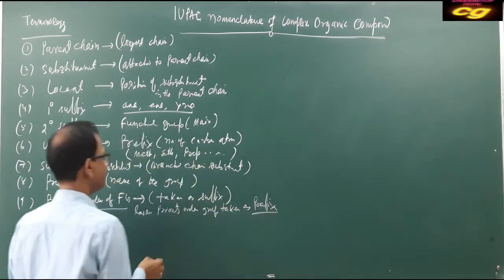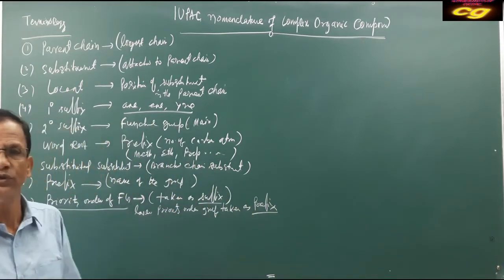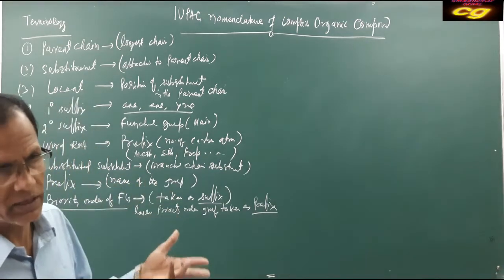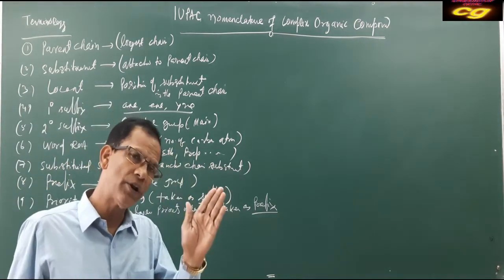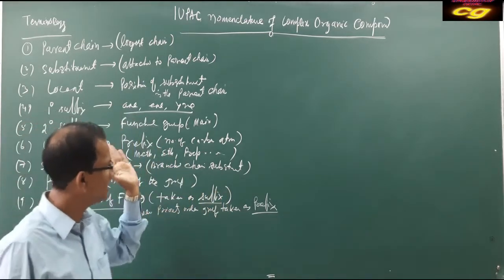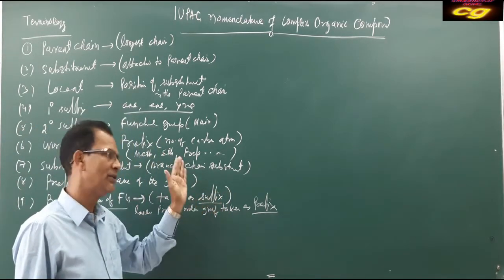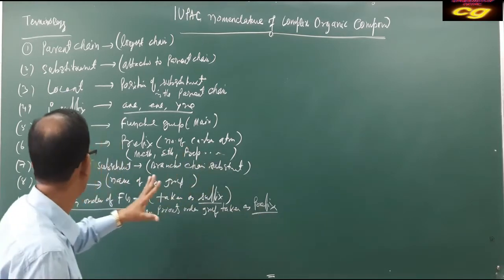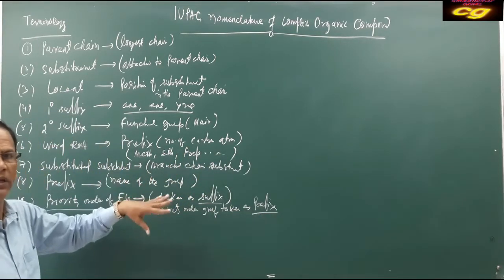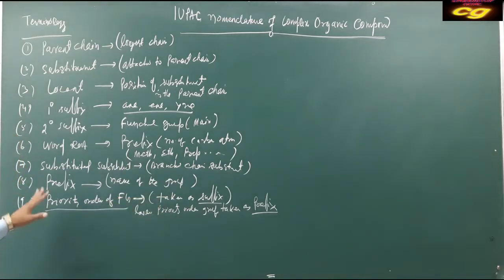This is very important. Which will be suffix, which will be prefix. Suppose more than one is there, let it be two. If two functional groups are there, the higher priority functional group will be written as a suffix. Then the other will be considered as a prefix. The order of priority of different functional groups is like this.